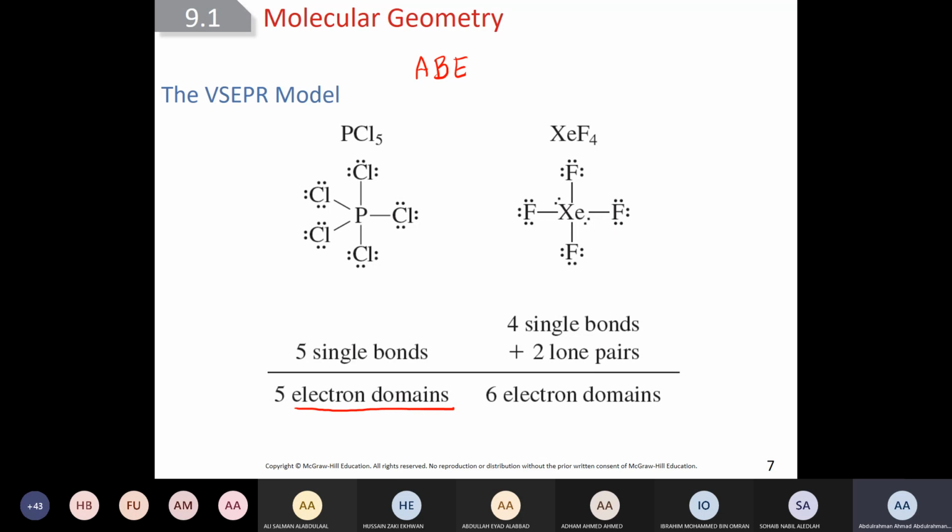What's B? B is not the number of bonds. It's actually bonds in general, whether it is a single bond, double bond, or triple bond, all of this will be B1. And what's E? The dots around the element, the electrons.